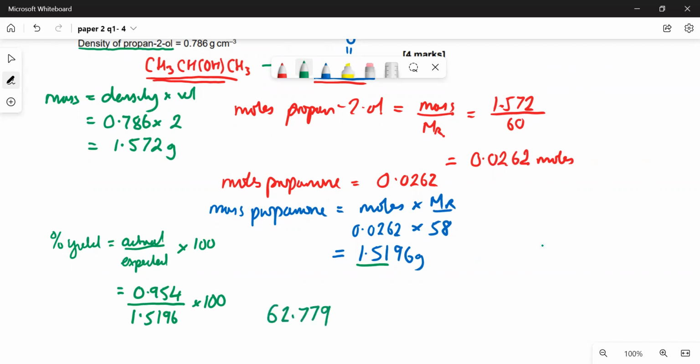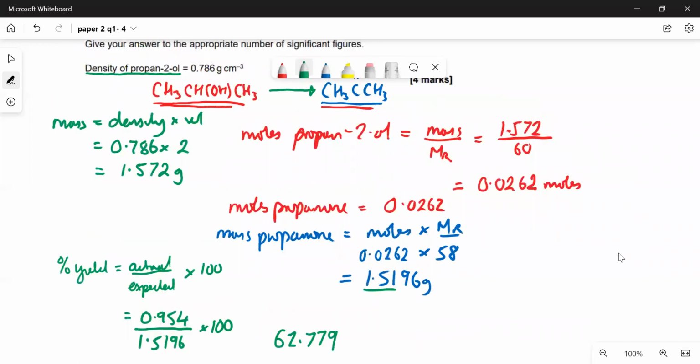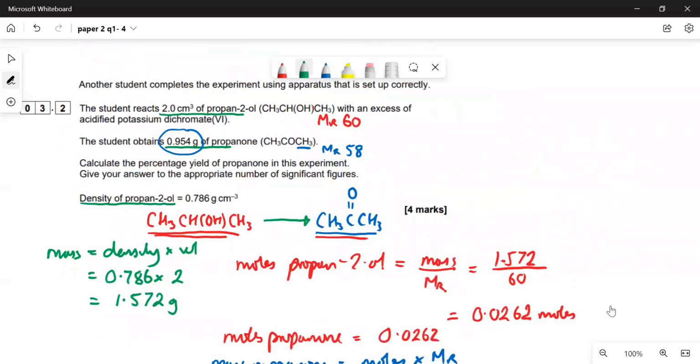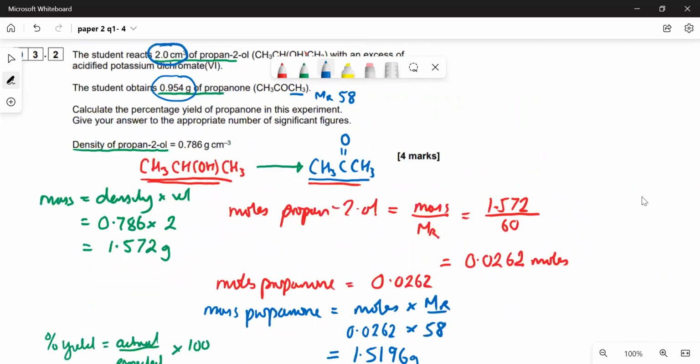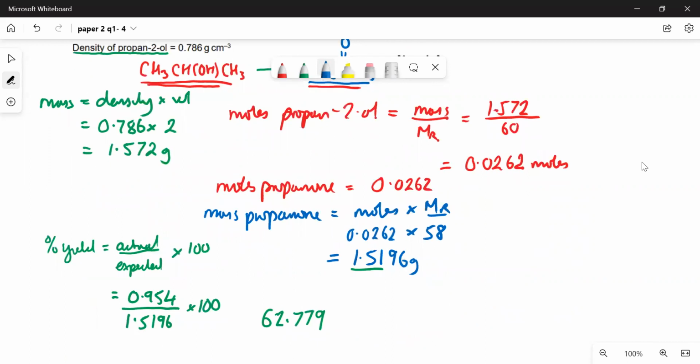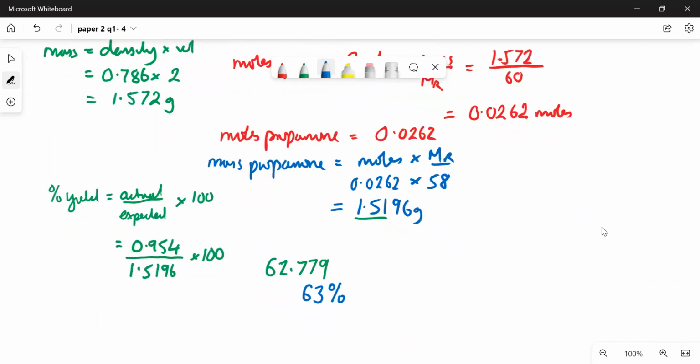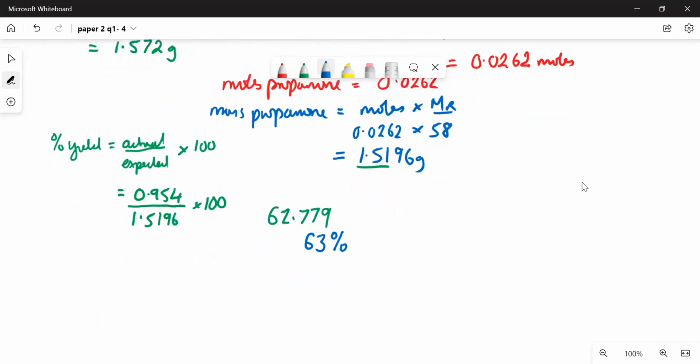And that gives us 62.779. Right, now it says to give it to an appropriate number of significant figures. Well, the least accurate bit of data they've given us here is only to 2 significant figures. That's the volume of the propan-2-ol. So that is all we should give it to. We should only give it to 2, so round that up, that gives us 63%. You shouldn't say 62.8. That would be 3 significant figures.